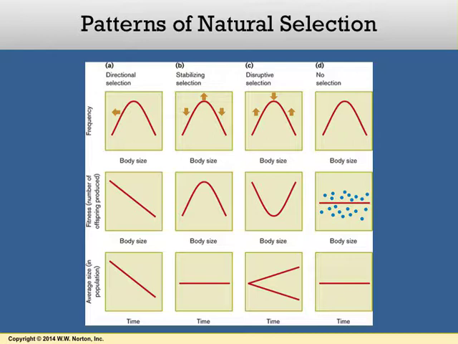Stabilizing selection would work against both the very small and very large individuals. Fitness would be the highest in the average size individuals. Because of this, the average body size in the population would not change, even though natural selection was still at work, eliminating the extremes in the population.